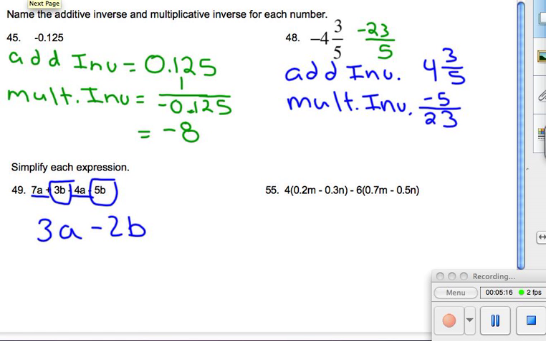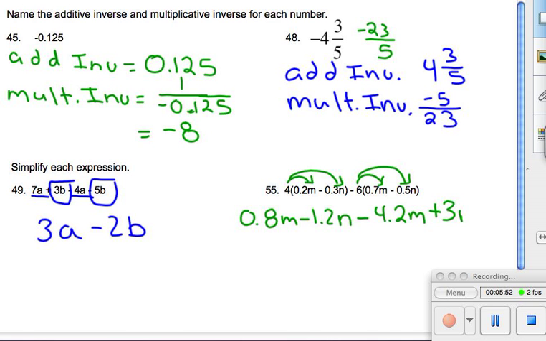Problem 55, I have to use my distributive property. So what's on the outside has to go to everything on the inside. So 4 times 0.2 gives me a 0.8m. 4 times the 0.3n is a 1.2n. Don't lose that minus sign in there. I have to take that negative 6 and distribute it. So the 6 times the 0.7, and not losing that sign, is going to be a negative 4.2m. And then a negative times a negative is going to give me a positive. 6 times 0.5 gives me a 3n.